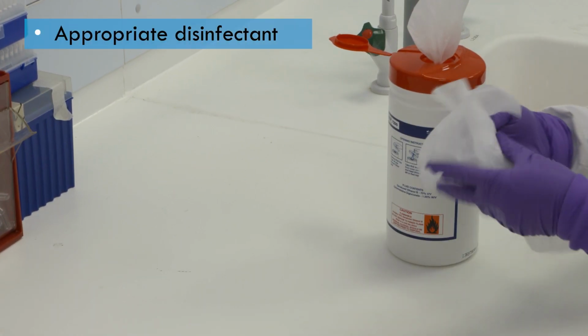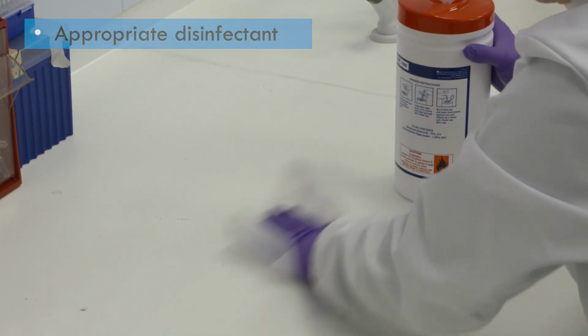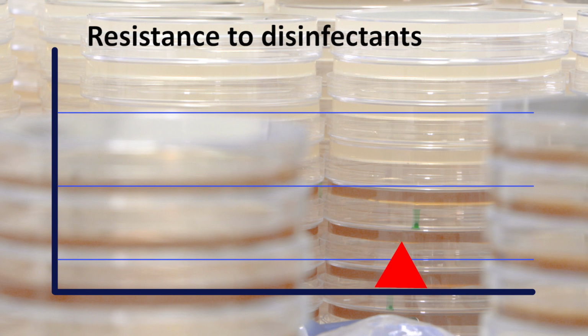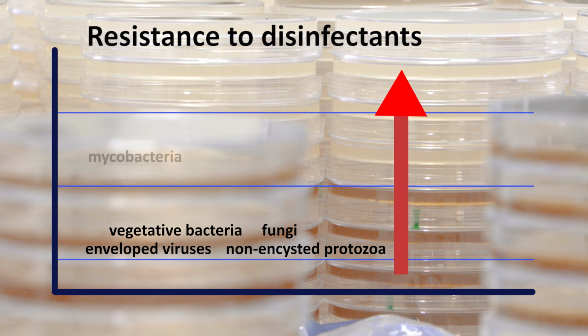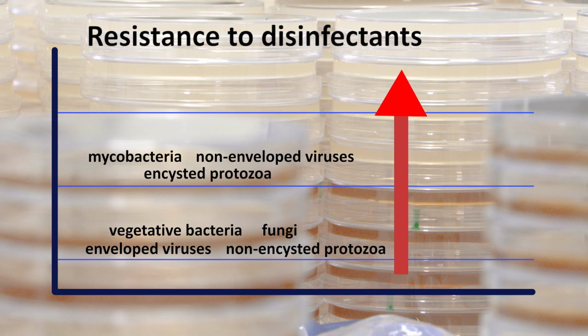Not all disinfectants are effective against all biological agents, so choosing the right disinfectant is important. For example, vegetative bacteria, that is, not in spore form, fungi, including fungal spores, enveloped viruses, and non-encysted protozoa can be neutralized by a wide range of disinfectant products. Mycobacteria, non-enveloped viruses, and encysted protozoa are more robust and therefore less susceptible to disinfectants. Bacterial spores are the most robust biological agents and are completely resistant to some disinfectant products.